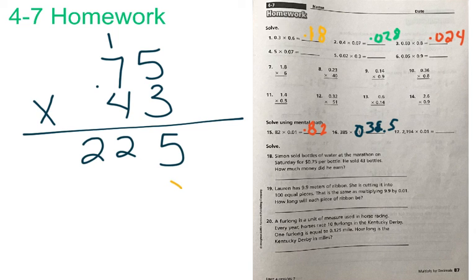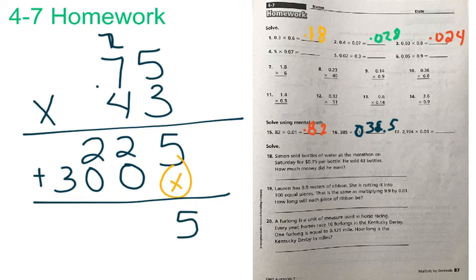Now I need to put down my placeholder. 4 times 5 is equal to 20. Put down your 0. Carry your 2. 4 times 7 is equal to 28, plus 2 is equal to 30. And now you need to add. 5 plus nothing is 5. 2 plus 0 is 2. 2 plus 0 is 2, and 3 plus nothing is 3.